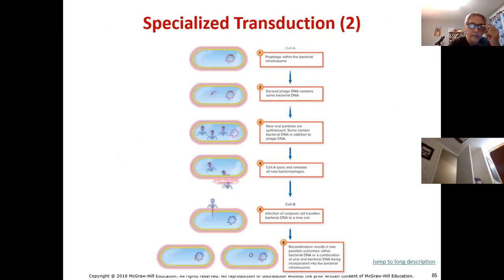So to review, in specialized transduction, you get integration of the virus DNA into the bacterial chromosome. It's called a prophage. We have something similar that can happen in us when a virus DNA gets into our cells, like the chickenpox or the AIDS virus. In the bacteria, it's a prophage, because the viruses are called bacteriophages. In us, it would be called a provirus.